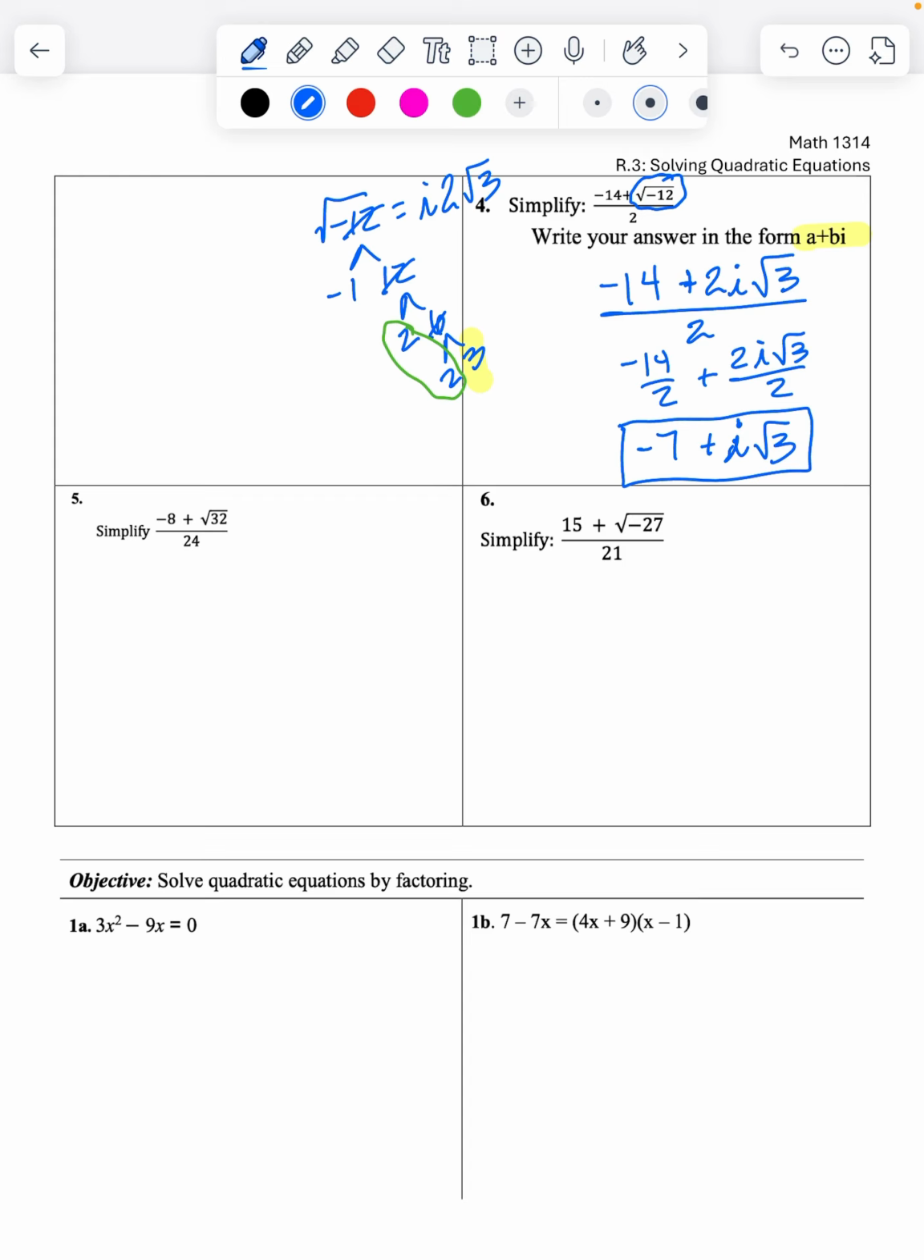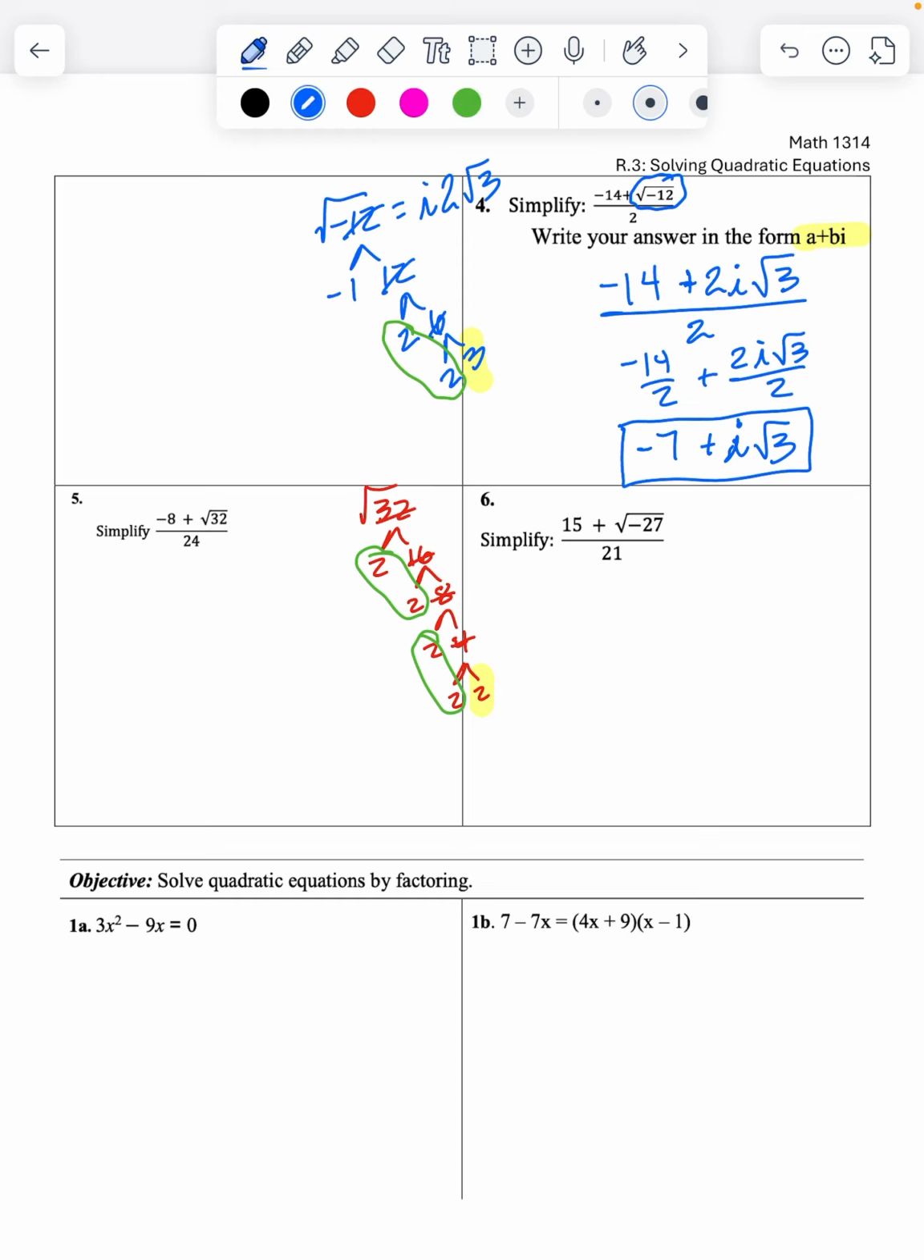For number 5, simplifying that square root of 32, it's going to be 2 times 16. 16 is 2 times 8. 8 is 2 times 4. 4 is 2 times 2. So we have a pair of 2's here, another pair of 2's here, and then this 2 that doesn't have a pair.